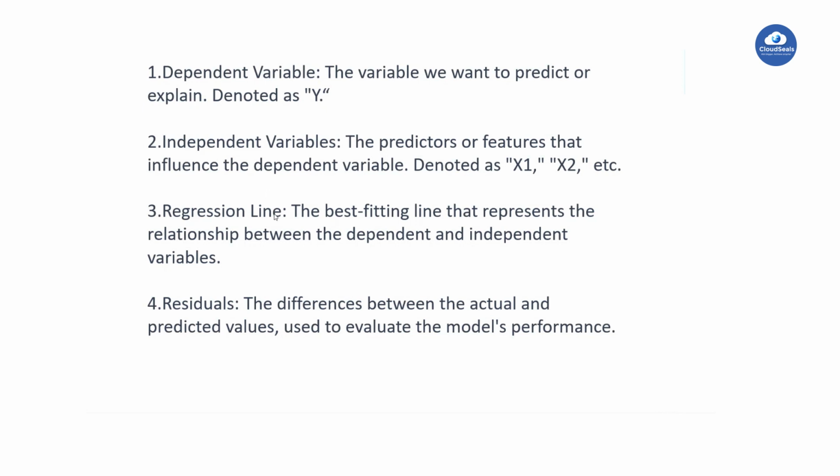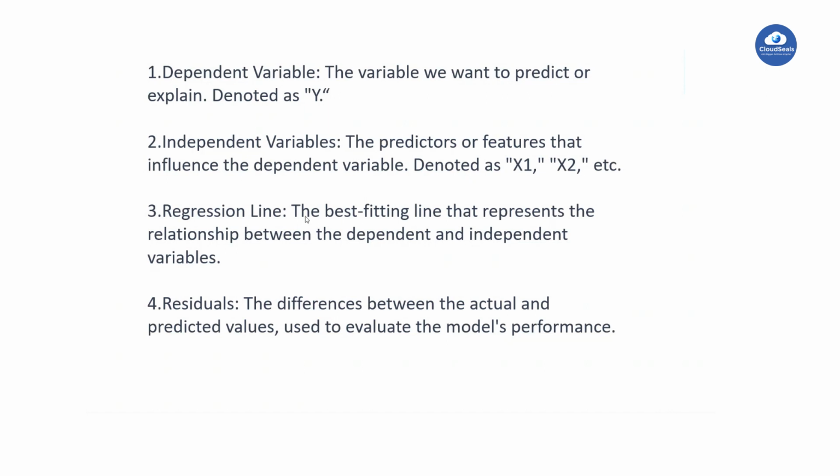That's it. Regression line: the regression line is the best fitting line that represents the relationship between the dependent and independent variables. I already told you we build the linear regression model by assuming one thing, and based on that assumption only we build the model. That is the relationship between the independent variable and the dependent variable. So we need to build one line to establish that relationship. Based on that line, whenever a new point comes, based on the information of this new point, we say maybe this is the output for this new point.